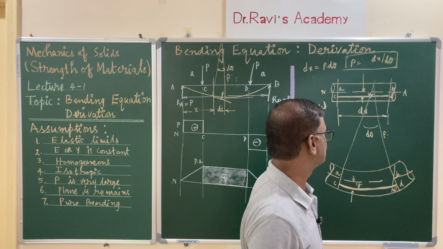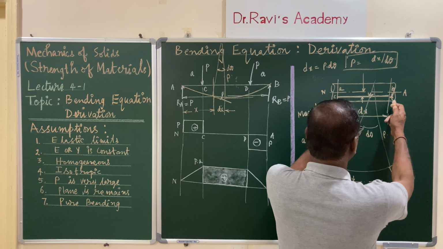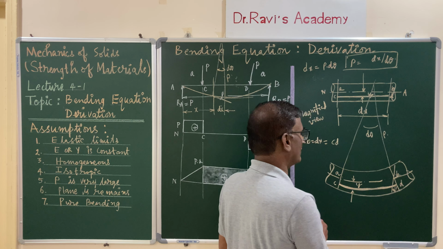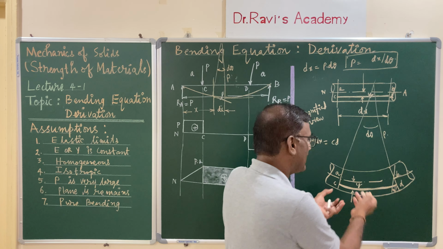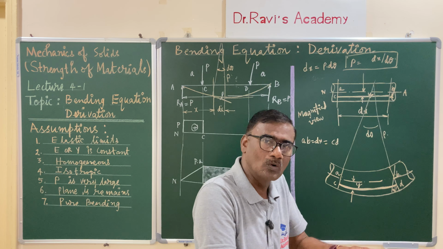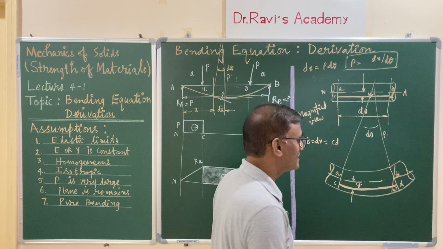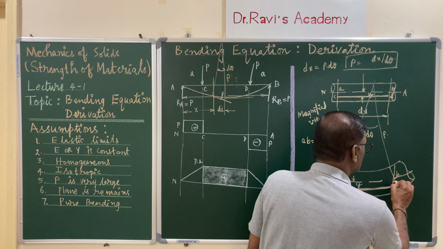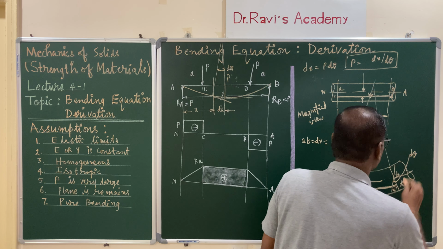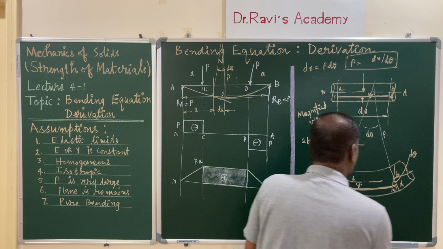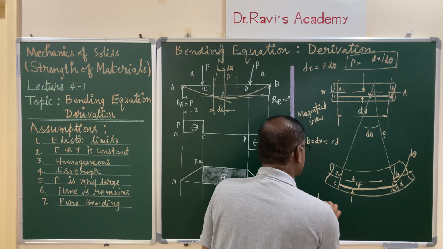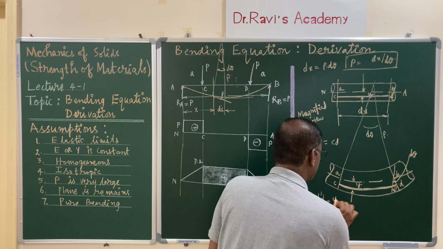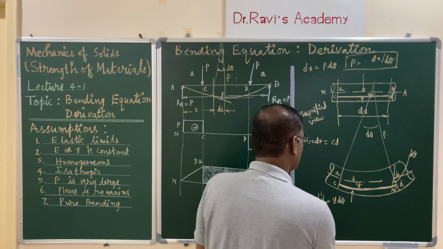This distance is y. Now, before loading it is dx, that is equal to AB, which is also equal to CD, both are equal. Once it is loaded, it bends, and this particular layer CD will undergo extension, it is going to expand. So, how much is it extended? D prime D is the extension, and this angle is d theta. The arc length D prime D is equal to y into d theta.